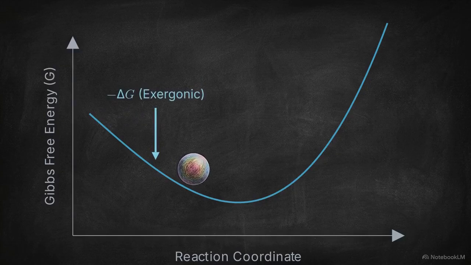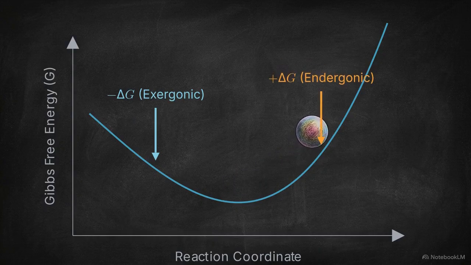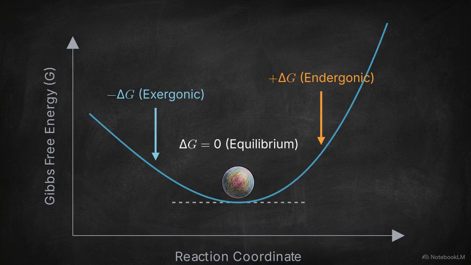A negative delta G indicates an exergonic process. The system releases energy, and the reaction spontaneously rolls downhill. A positive delta G is endergonic. The reaction requires a continuous energy input to ascend the gradient, making it non-spontaneous in the forward direction. At the absolute floor of the valley, the system can extract no further useful work. Here, delta G equals exactly 0, and the system is locked in a state of dynamic equilibrium.